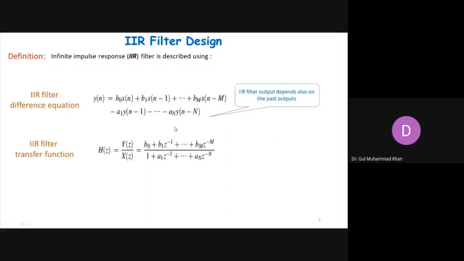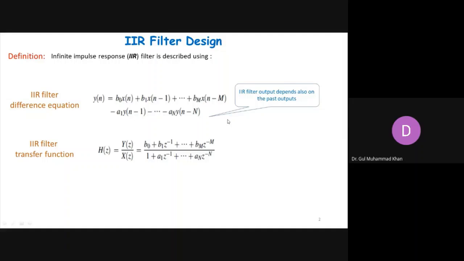This is their general representation in the form of the expression y of n equal to b naught x of n, plus b1 x of n minus 1. This first portion is actually your FIR portion. If you remove the second portion, which is the feedback portion, then it will become an FIR filter. So the feedback is the portion which makes this filter have an infinite impulse response.